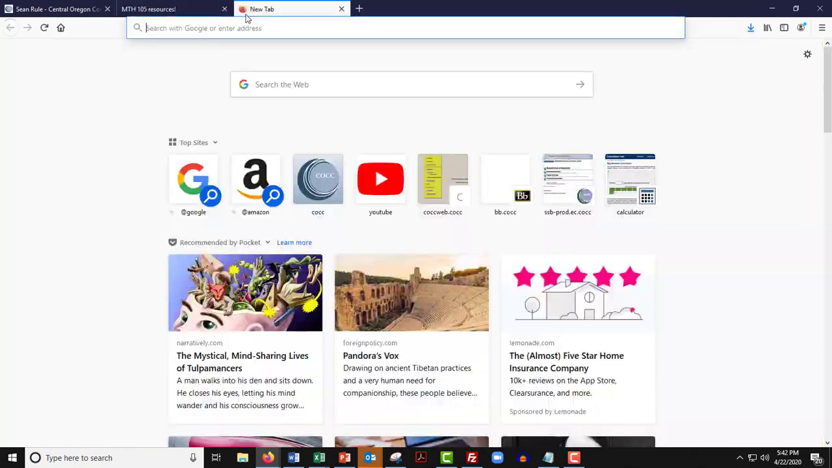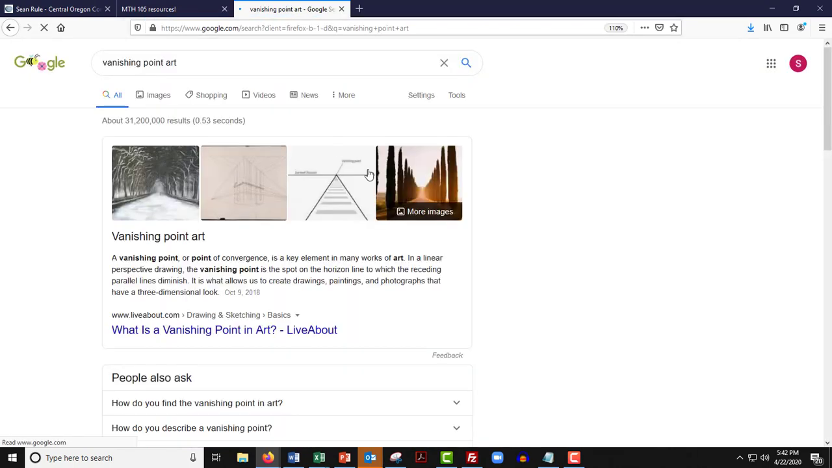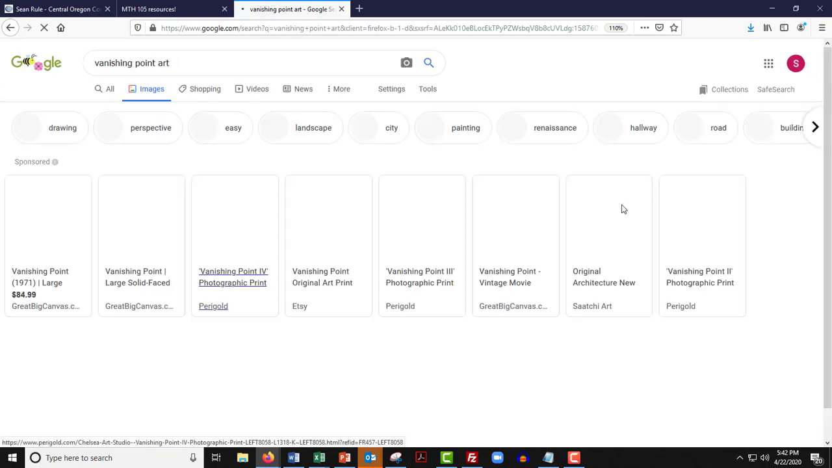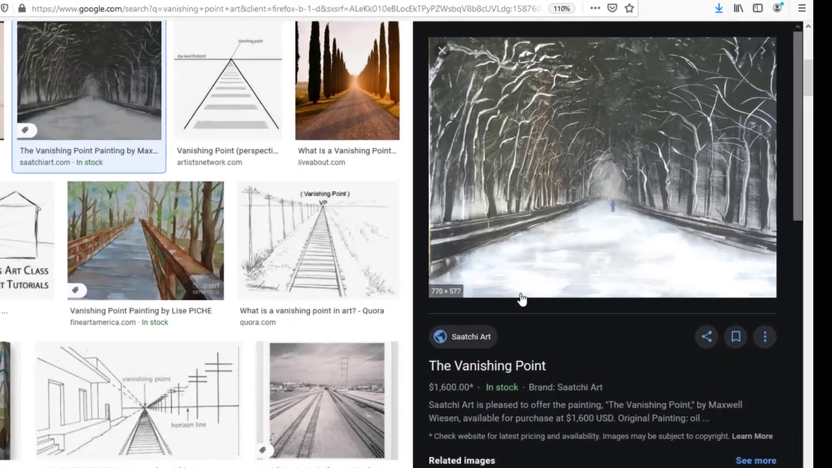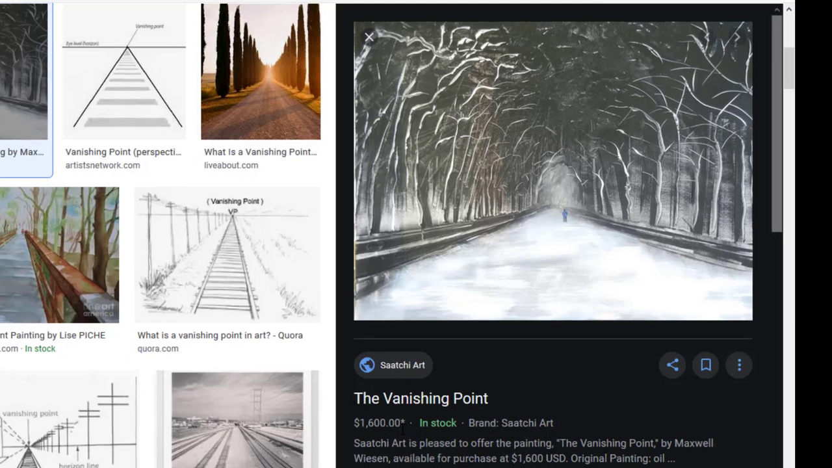It's a very, very popular vanishing point art. All right. So for example, let's look at one of these. That's a pretty one right there. Here's a beautiful, wow, it's actually a painting sold for $1,600. We should pitch in and buy it. No, we shouldn't. But we should use it to explain what a vanishing point is.